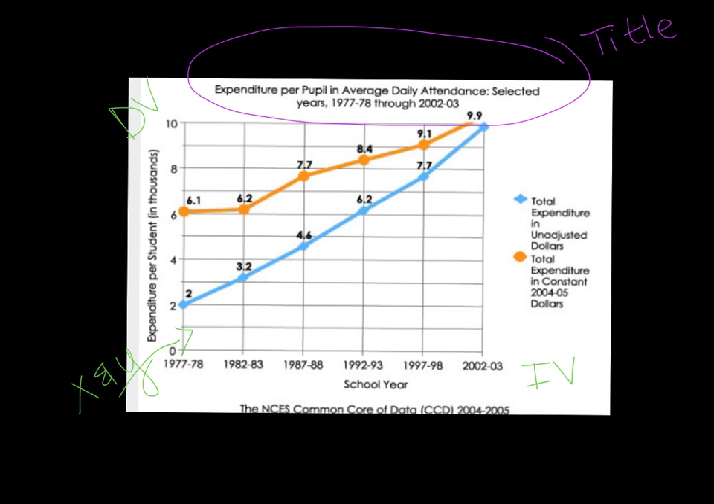Labels are very important because they tell us what is on each part of the graph. So on this part, on the x-axis, it's telling us the different school year that the data was collected. And on the y-axis, it's telling us how much money in thousands they spent on each student.